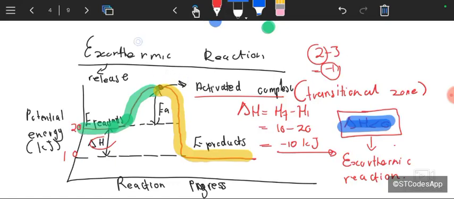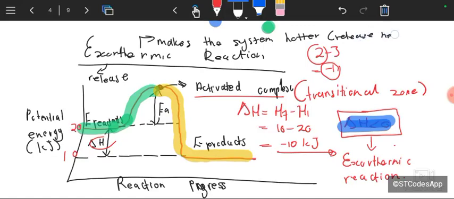And the last part that I want us to take away is that in an exothermic reaction, this one makes the system hotter. Why? Because it releases heat. We know that, right? This one will release the heat, making it hotter. But for the endothermic, it makes it colder because it absorbs the heat, leaving everything to be cold. But now I want us to consolidate on everything that we just said.